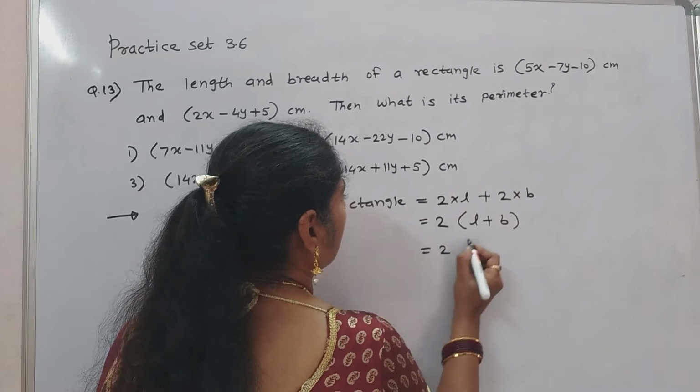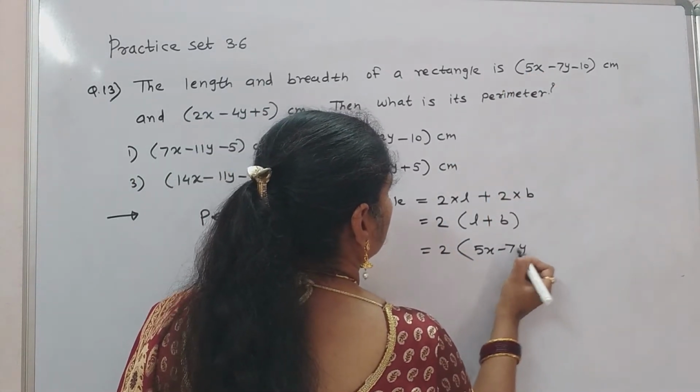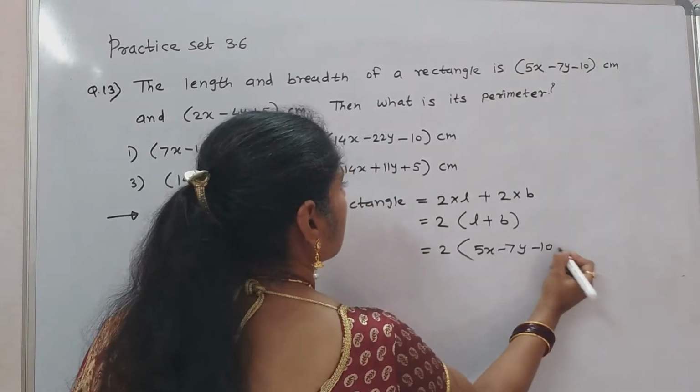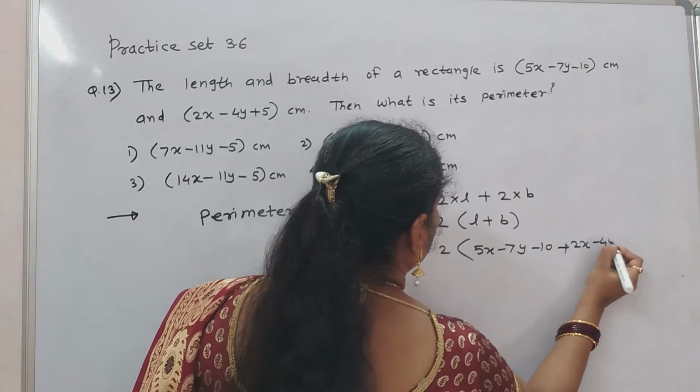Now put the value of length. Length is 5x minus 7y minus 10. Now plus, put the breadth. Breadth is 2x minus 4y plus 5.